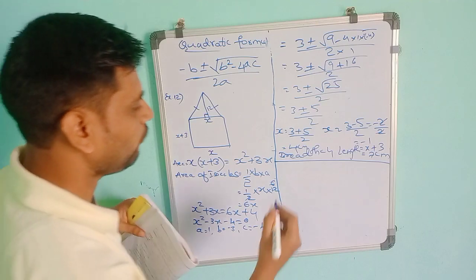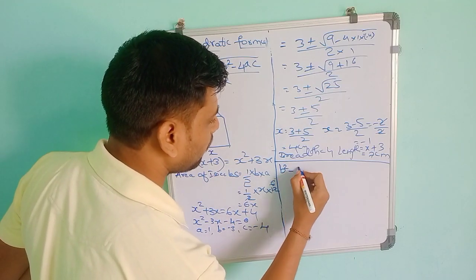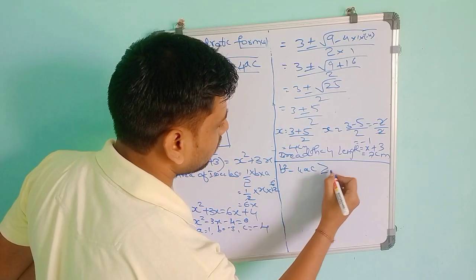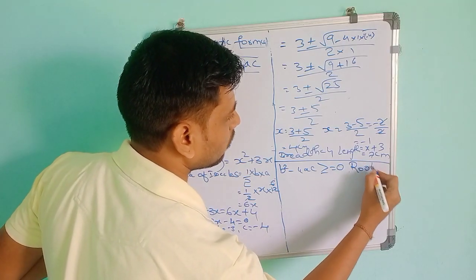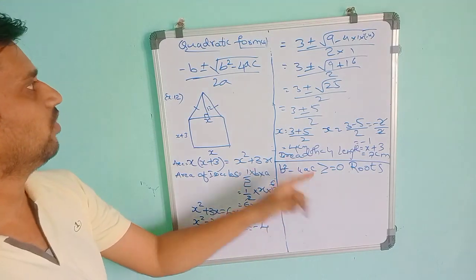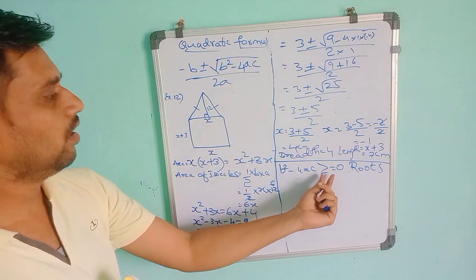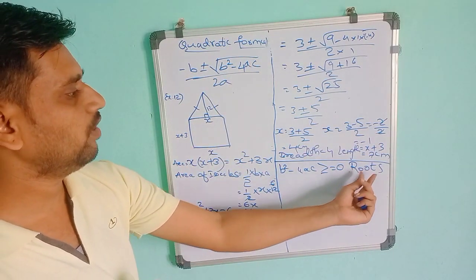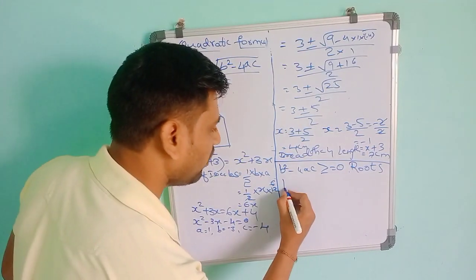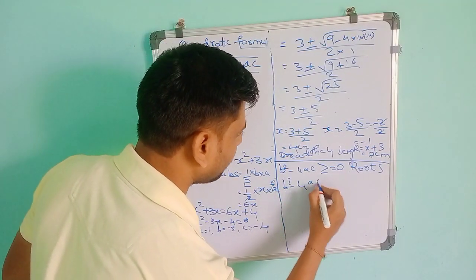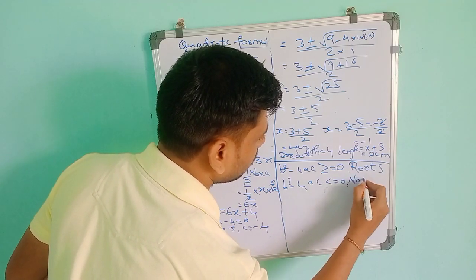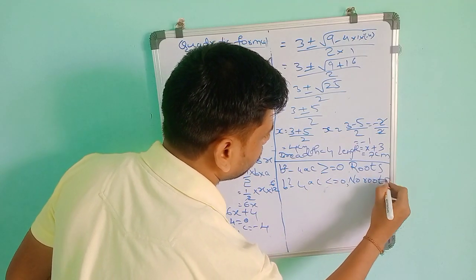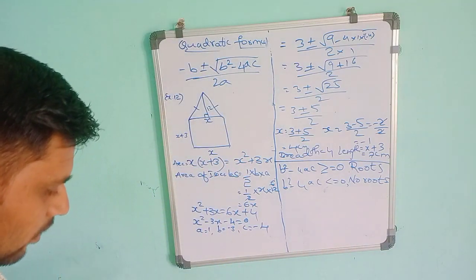One more condition: if you get b square minus 4ac greater than or equal to 0, then you will get the roots. When b square minus 4ac is equal to 0 or greater than 0, then only you will get the roots. If b square minus 4ac is less than 0, no roots. So I will take an example.